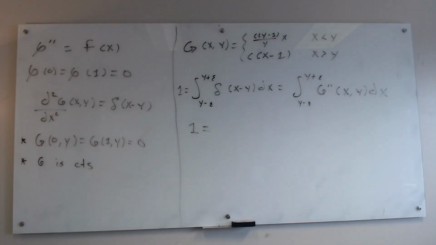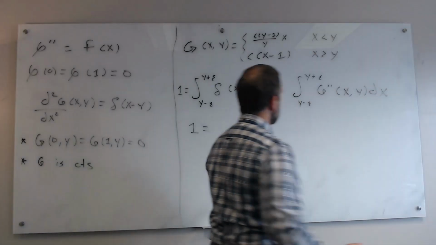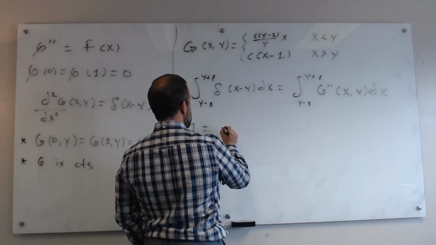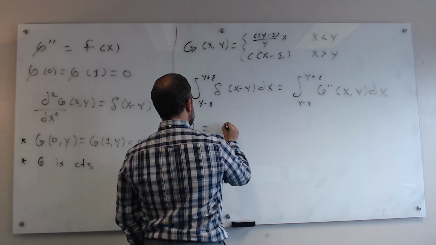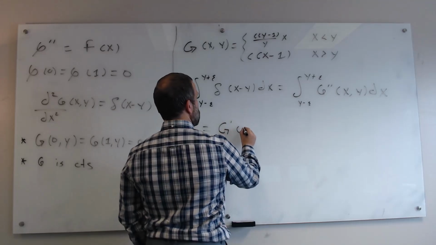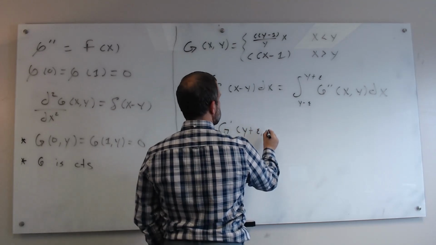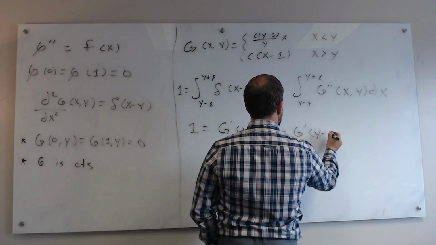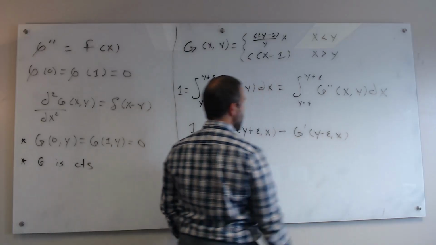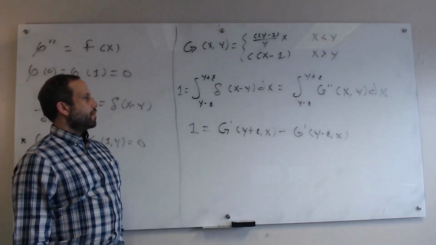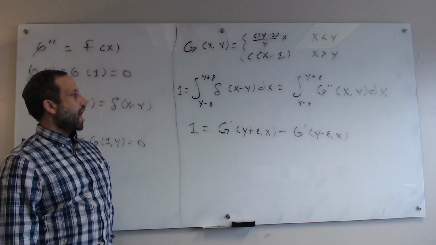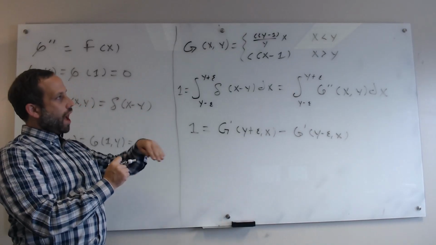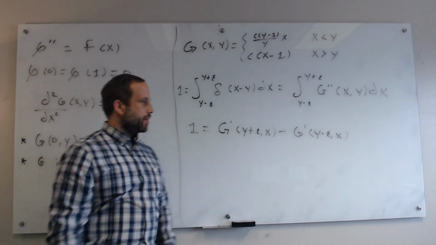This is the point where it might be a little uncomfortable for you. We're going to apply the fundamental theorem of calculus over here. We're going to get g prime of y plus epsilon, comma x, minus g prime of y minus epsilon, comma x. Now really, we need to break this into y minus epsilon up to y, and then y to y plus epsilon, and handle it that way. But you're going to end up with the same thing.